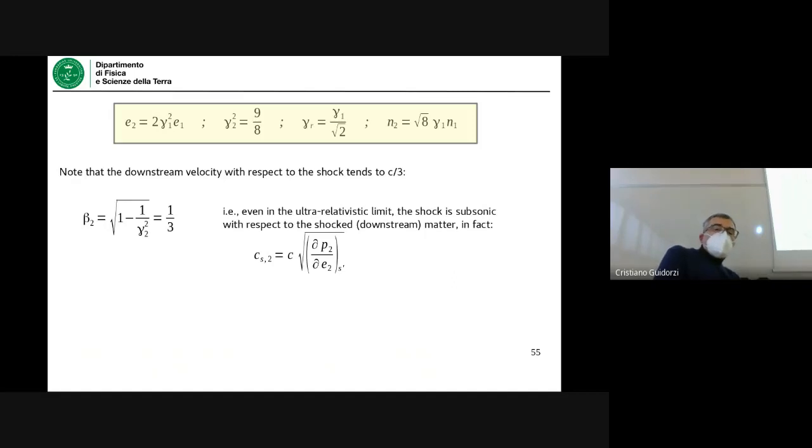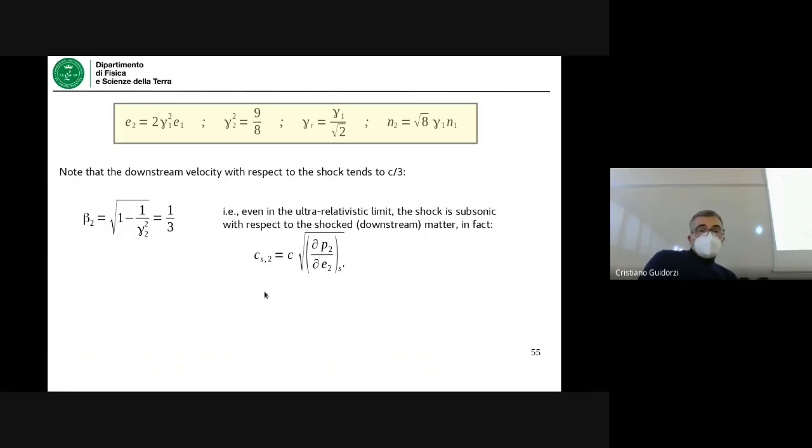It's interesting to compare the velocity of the shocked fluid with respect to the corresponding sound speed. What is the sound speed? Well, we are considering the shocked fluid, so we want to calculate the speed of sound in the shocked fluid.